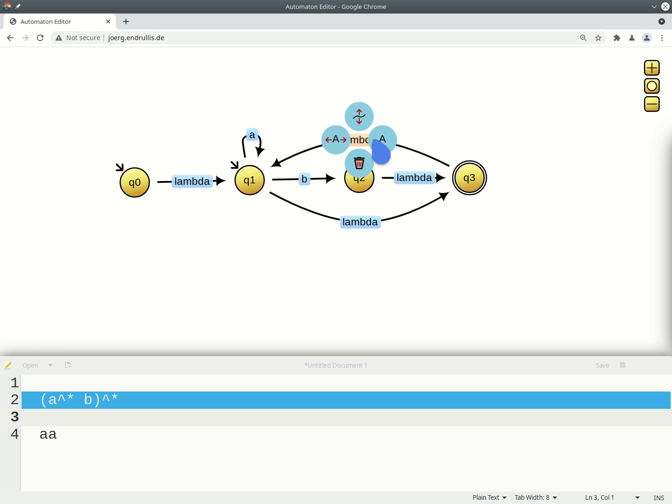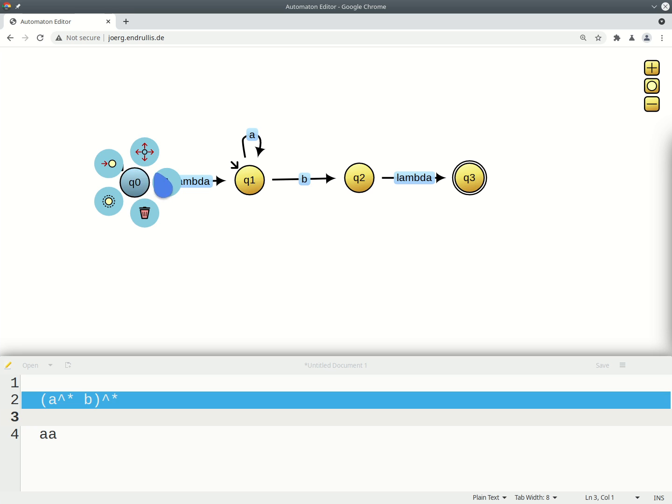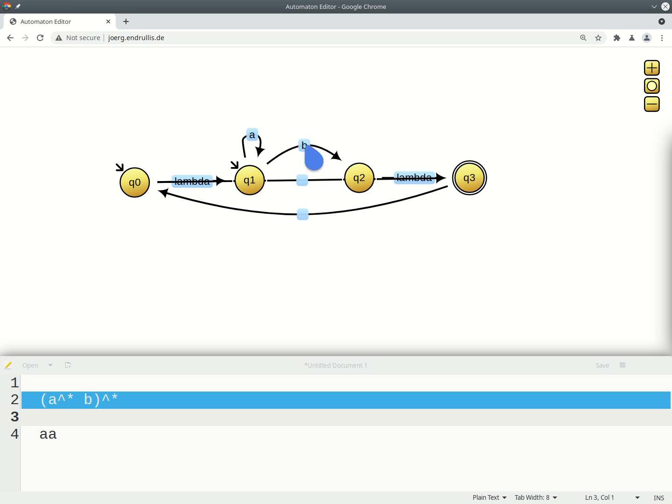And these lambda transitions, they should not go to Q1, but they should go from Q0 to Q3 and from Q3 to Q0. Now let's see, I can grab this like this. So this is a lambda transition and this is a lambda transition.